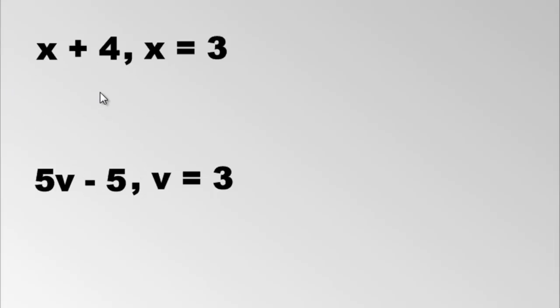Here we have two expressions. Now, I know some of you are looking at this and saying, Mr. Melham, you said anything with an equal sign is an equation. We have an equal sign right here. Not quite. What we have here is a comma separating two different things. This here is separate. This is not part of this.